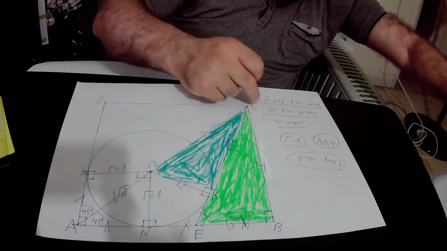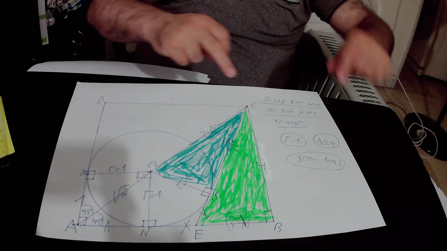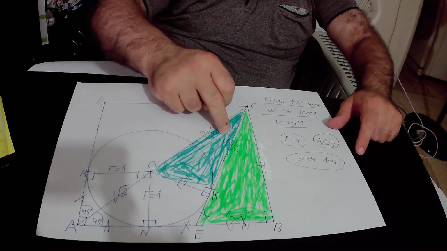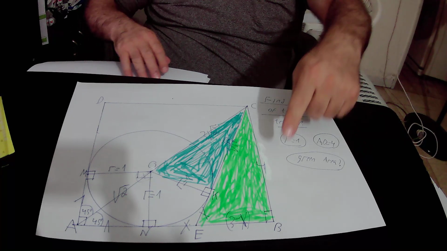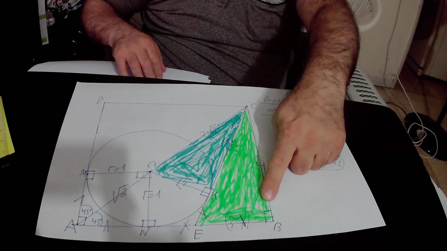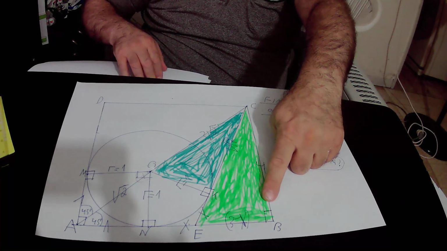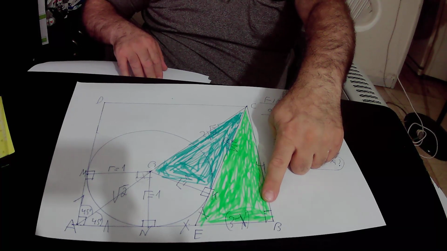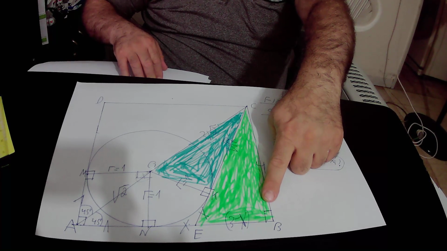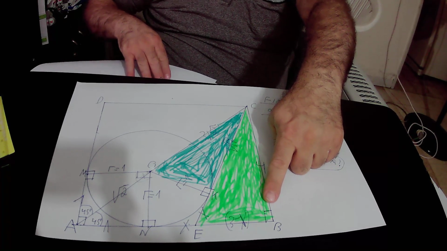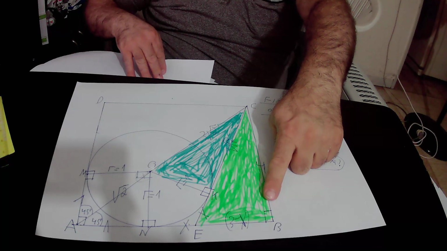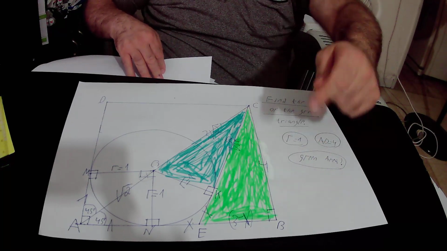BC equals 4 units, and CE equals square root of 17 plus X. We know that the green triangle is a right triangle because this angle is 1 of the 4 angles of square ABCD. And we know that all the angles inside the square are right angles, therefore this angle equals 90 degrees, therefore triangle CBE is a right triangle.